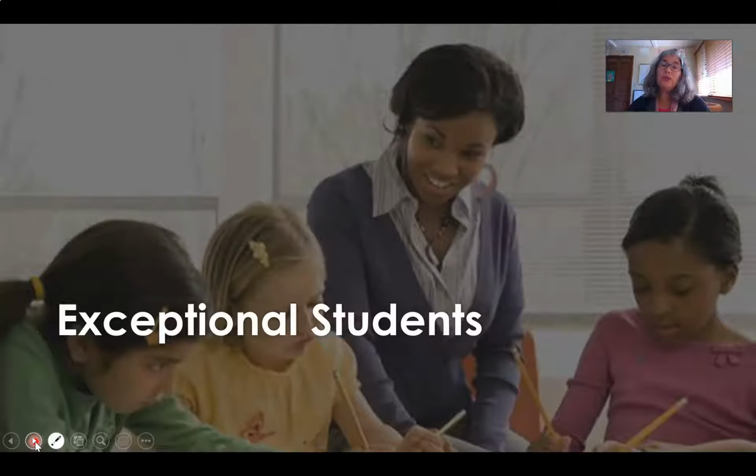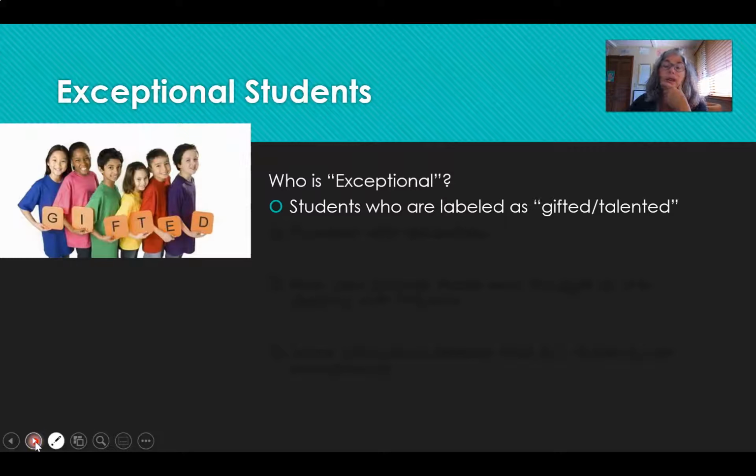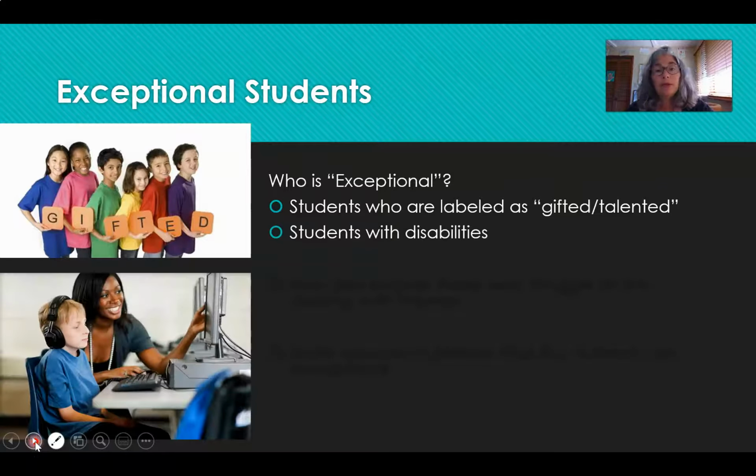All right, let's move on to a new topic. Let's take a look at exceptional students. I think it's probably good to start with this question: who is exceptional? What do you think that term means, to be exceptional? Well, there are a couple of ways you can use it. Exceptional students are students who are considered to be gifted and talented. Exceptional students are also students with disabilities.